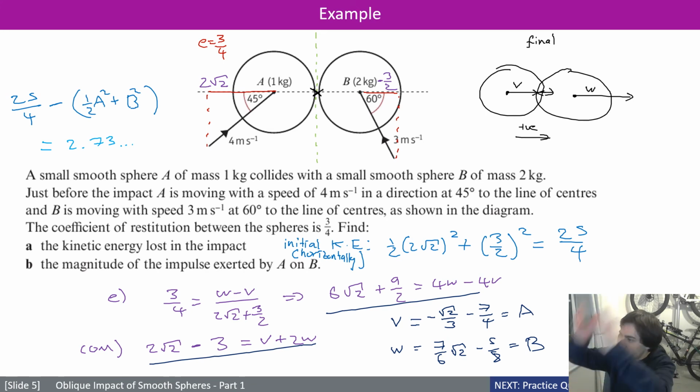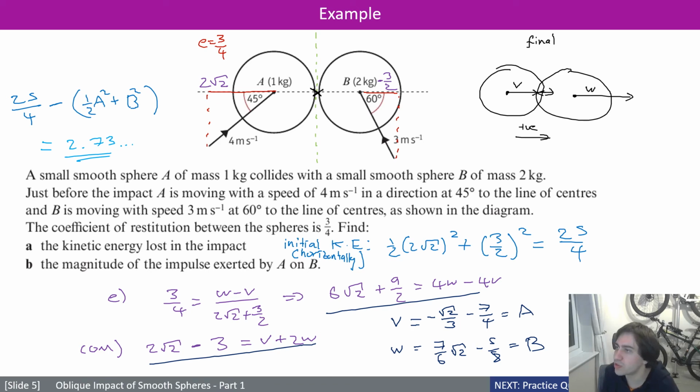The kinetic energy, as we said, going vertically hasn't changed. So the kinetic energy loss overall is still 2.73. And that's our answer for A. And then part B is quite fast actually. What's the magnitude of the impulse exerted by A on B?